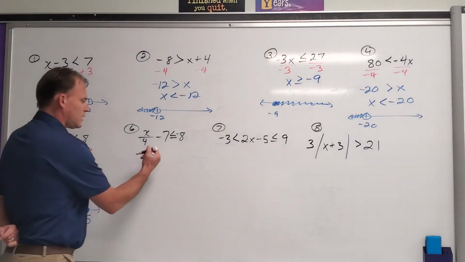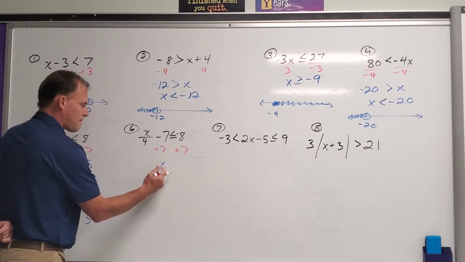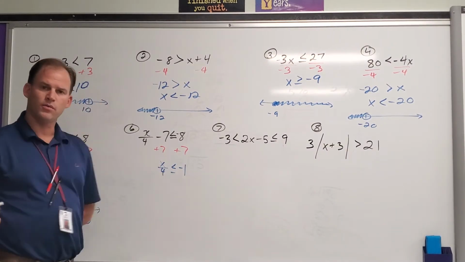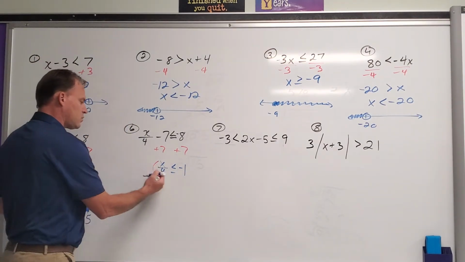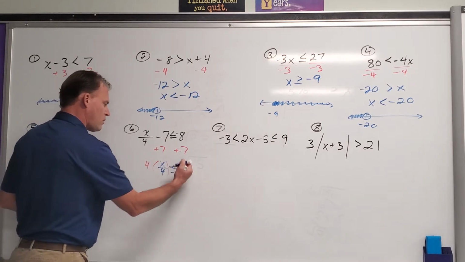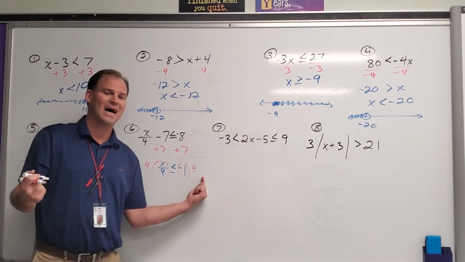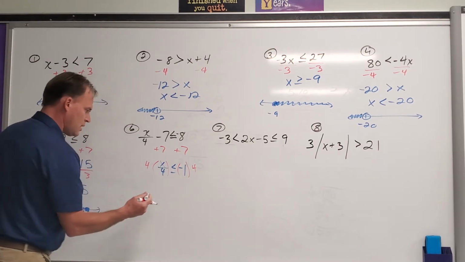Number 6, again, add 7 to both sides. X over 4 is less than or equal to -1. What am I going to do to both sides? Well, this is a division sign, so I'm multiplying by 4. What did I do to both sides? I multiplied by +4. Do I change inequality? No.